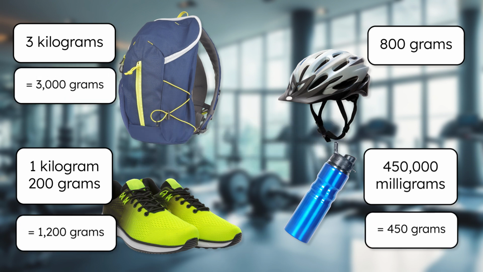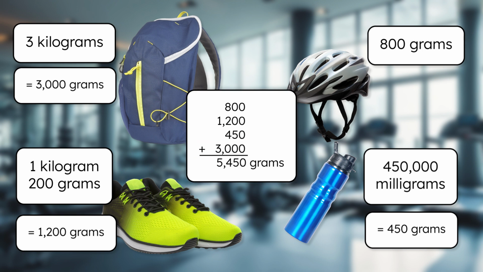Here's the mass of each item converted to grams. When we add them all together, we get 5,450 grams. That's the total mass each athlete carries during the race. Great job applying what you know about converting between larger and smaller metric units to make this information easier to understand and more useful for coaching.